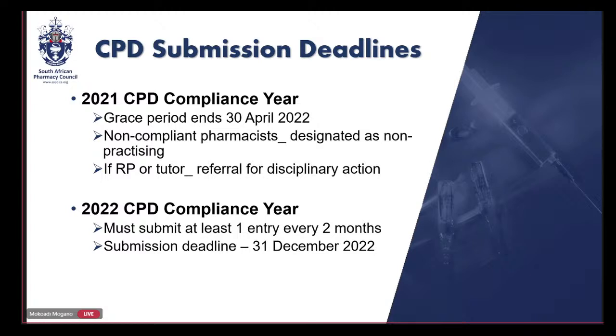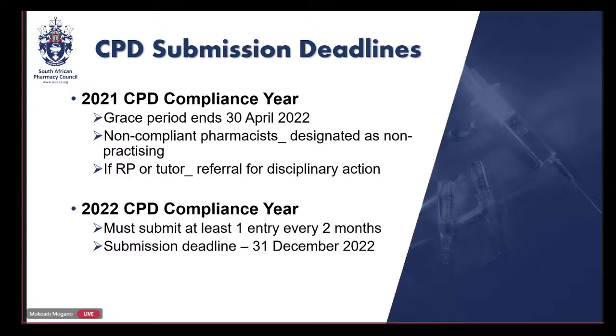In order to make your life easier, we will also send you reminders every 2 months, just to remind you to say, for instance, if it's in April, we will say, for example, that by now you should have submitted 2 CPD entries, and we'll list the number of entries you have submitted. So if you have 0, we'll say 0. And we'll ask you to then submit 1 or 2 entries depending on the period of the year.